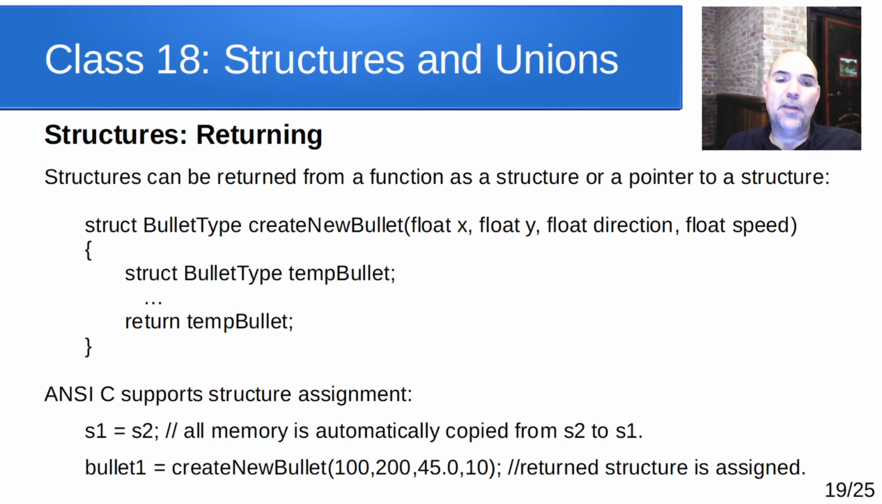So you say, hey, create a bullet. I want it to be at this X and this Y and this direction and this speed. And that will actually allocate the memory for one of those structures and then return it. In this case, it's returning an actual copy of those 20 bytes that were allocated in here.